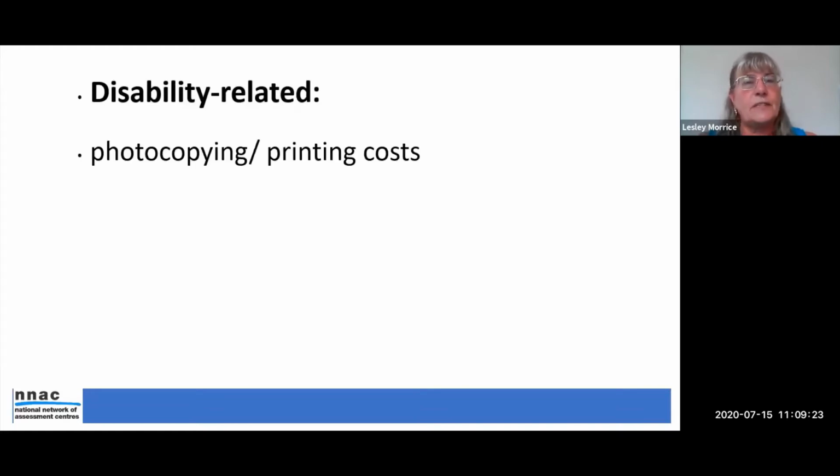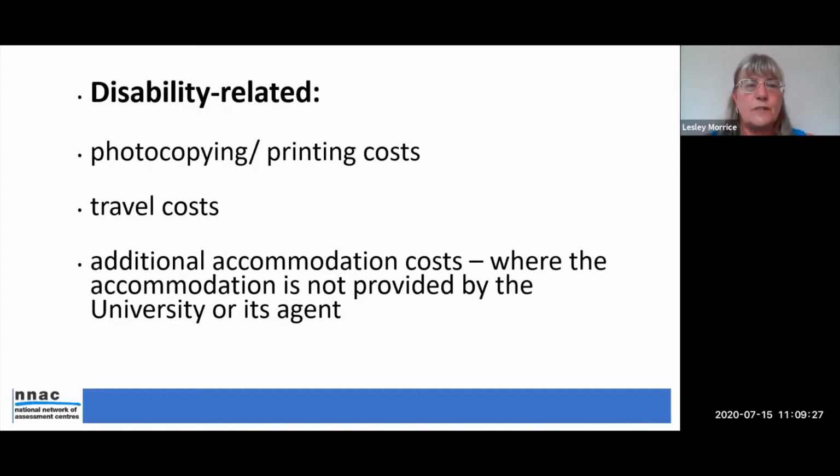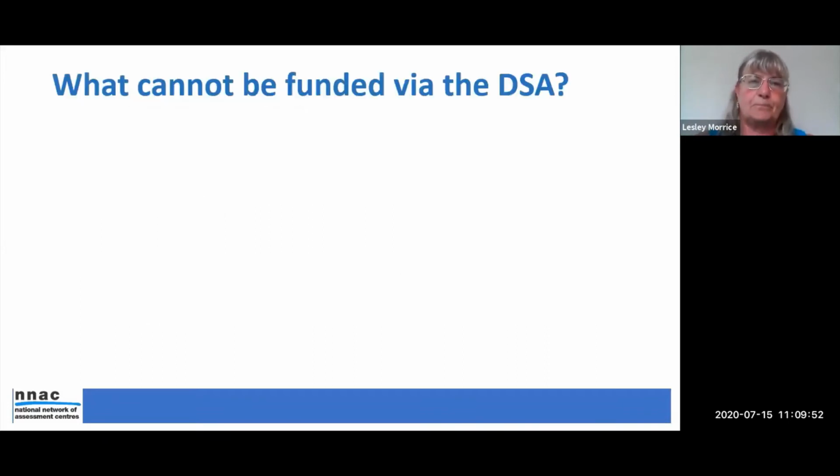It can also fund disability-related photocopying and printing costs, and travel costs associated with travel either from your university accommodation to university or when on placement. Or if you're staying at home, it can fund the additional disability-related travel costs associated with travelling from your home to the university. It can also fund additional accommodation costs where the accommodation is not provided by the university or its agent.